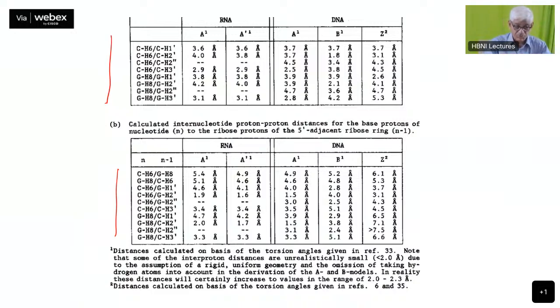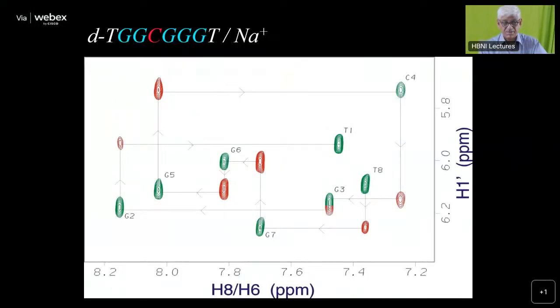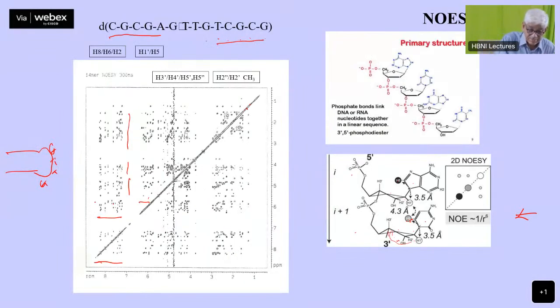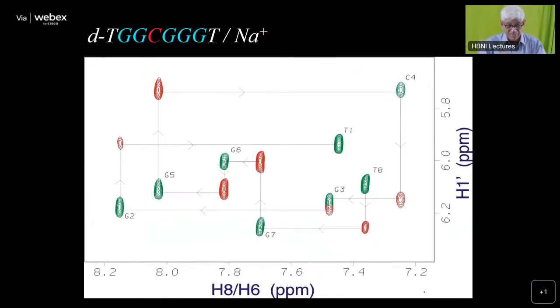Okay, so that is indicated in this one. So you have to use all of these things for assigning the individual resonances in your spectrum. Here's an example of a particular portion of the spectrum. Which is this portion? This is H8, H6 to H1 prime region. What is that one? Let me show you that once more. And that is this portion.